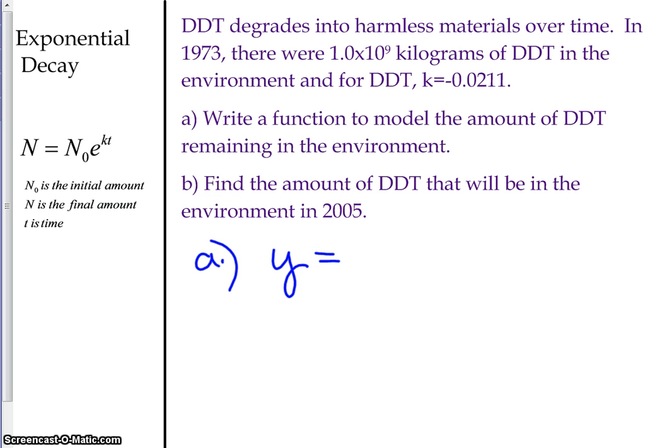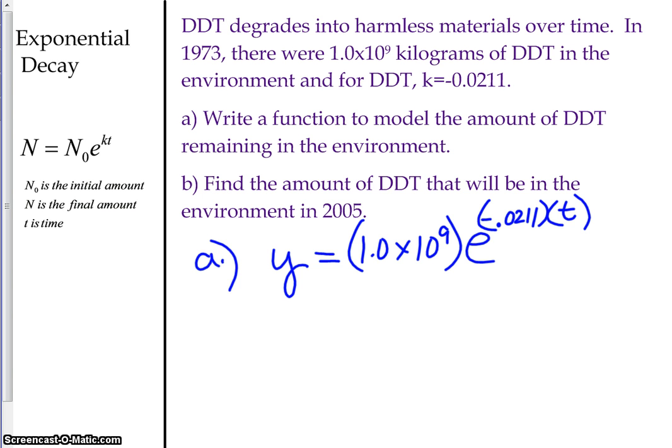And we're going to start at 1.0 times 10 to the 9th kilograms, and then times E to the power, because it was the starting number times E. And then you have your K value, 0.0211, sorry, I think I said that wrong, and then multiplied by the time. We don't know the time in our equation here, so we're saying times our time. It should be noted our time is in years for this one.